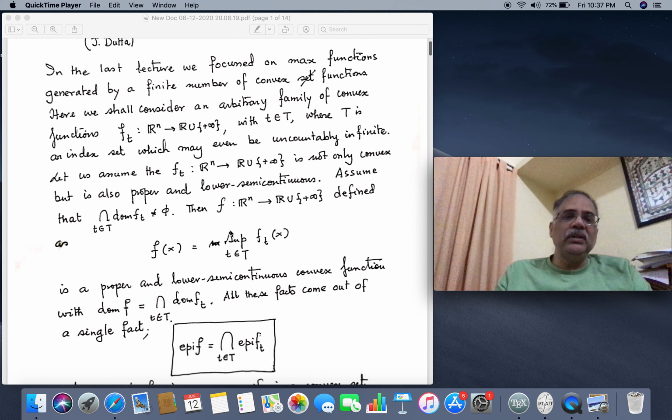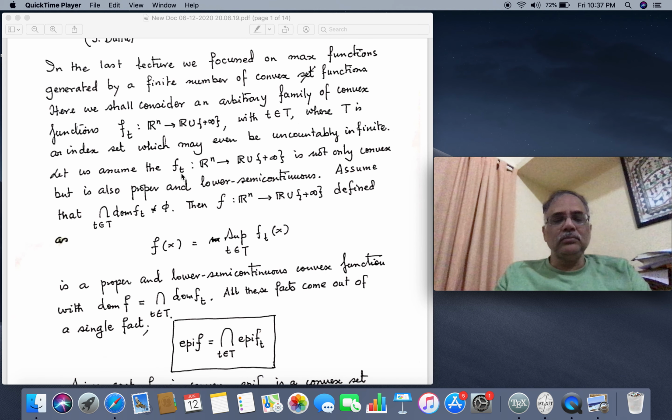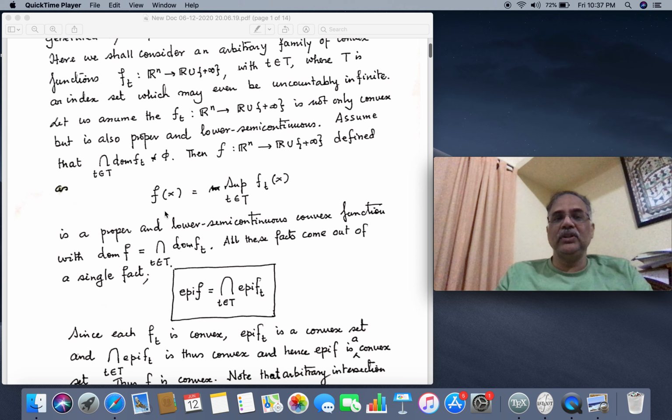Now if we consider these f_t's to be convex and lower semi-continuous, then the function f(x) that you get is also convex and lower semi-continuous, which is a supremum of f_t(x). Of course we cannot write maximum here because we cannot guarantee that there will be a t for which we will have f(x) equal to f_t(x) for each x.